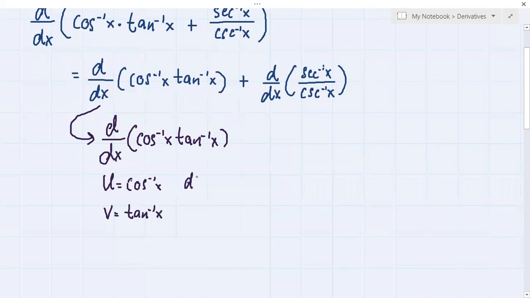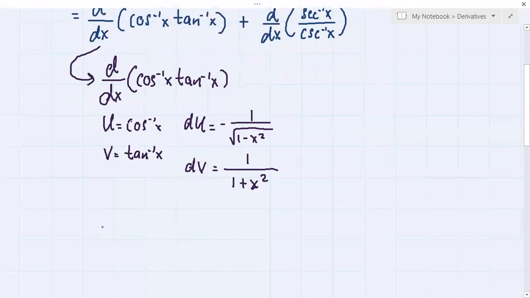Okay? So, kunin natin yung derivative nilang dalawa. Ang derivative ng arc cosine is negative 1 all over the square root of 1 minus x squared. Alright? Then derivative ng V, which is derivative ng arctangent x, this is 1 all over 1 plus x squared. So, the formula, this is what? U dv plus v du. Okay? U times the derivative ng v plus v times the derivative ng u.